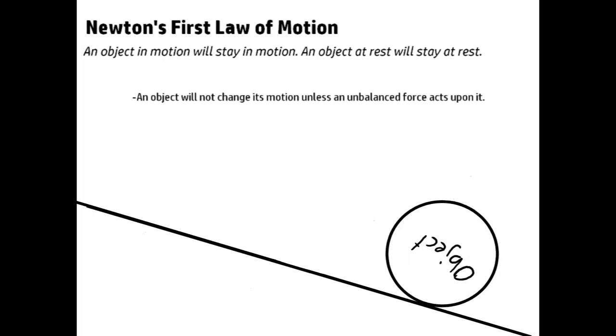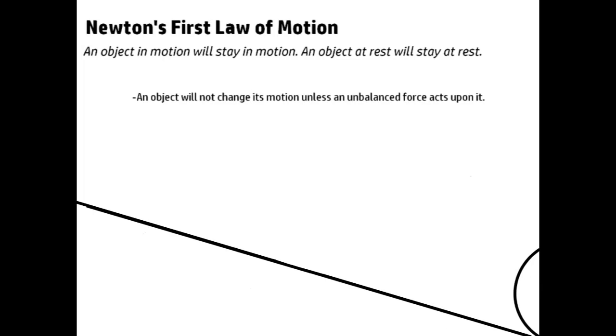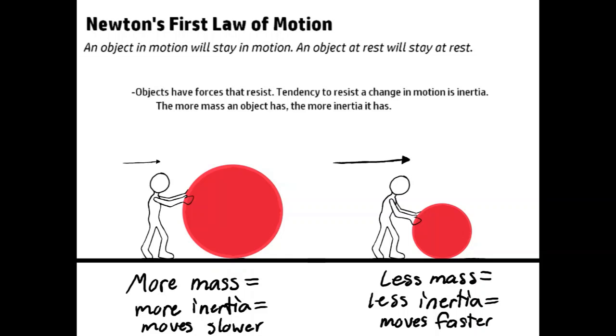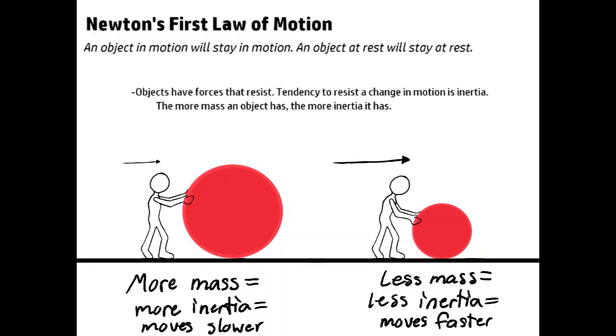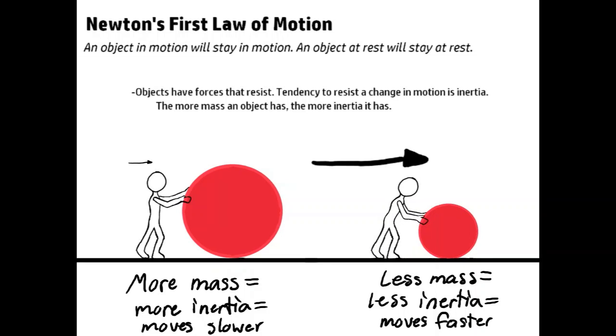There are unbalanced forces acting upon this object now. Now, this object will stay in motion unless outside forces act upon it. Objects have forces that will resist too. Friction works against a ball rolling down a ramp, however, it's weaker than the force of gravity. The tendency to resist change in motion is called inertia. The more mass an object has, the more inertia it has.